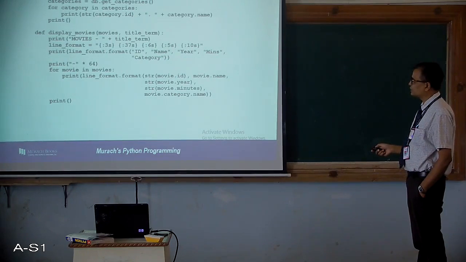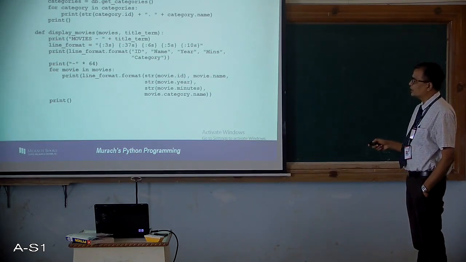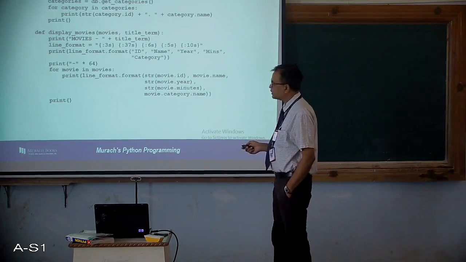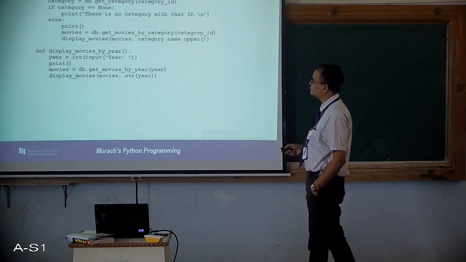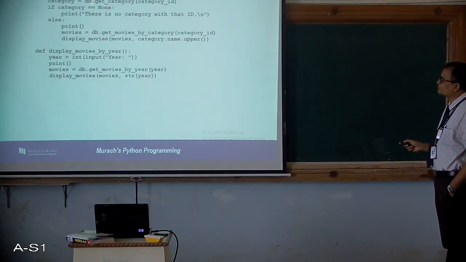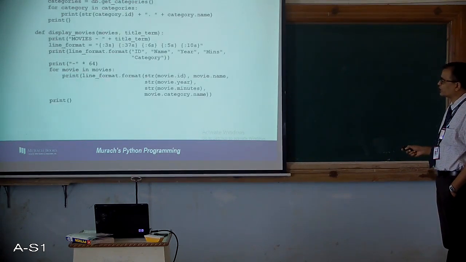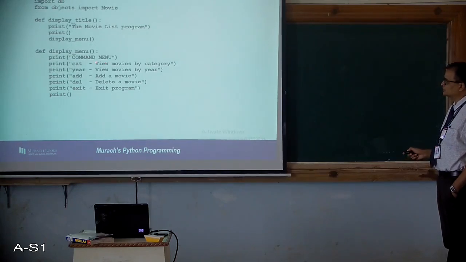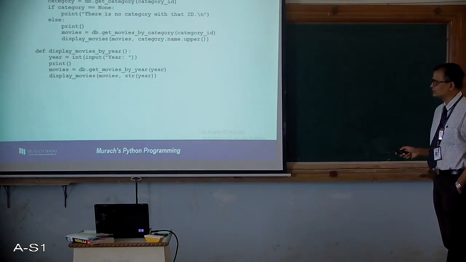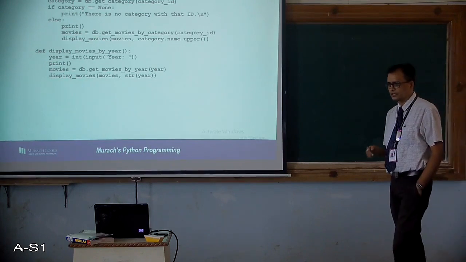So I personally suggest all of you to just do this module wise and get conversant with implementing both the UI module and the database tier module. And then comes display movies by category, display movies by year. So whatever options you had specified, view movies by category, view movies by year, add a movie, delete movie, for all of these you have the functions written, and these functions will in turn call the functions written in the database tier.